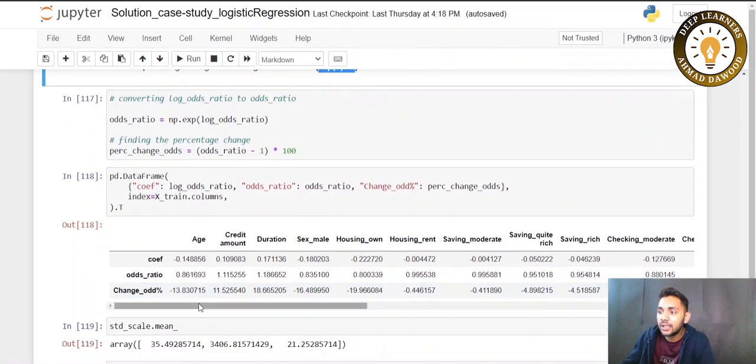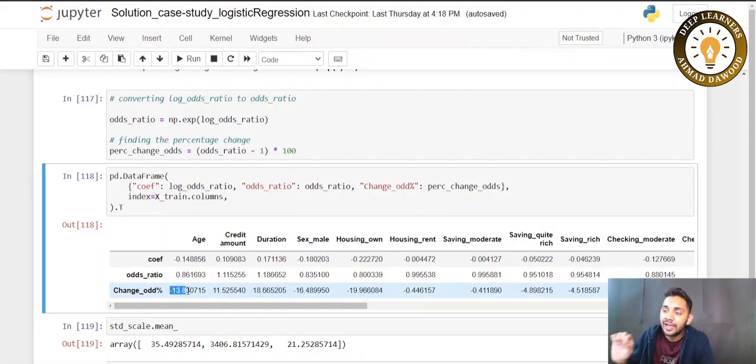I can see now the strength of the relation also. Let's say here this minus 13.8, it means that an increase in 1 unit of age will decrease the odds of being default by 13.8%. Okay, in this way we can interpret each coefficient.